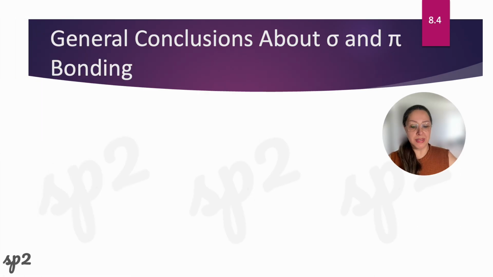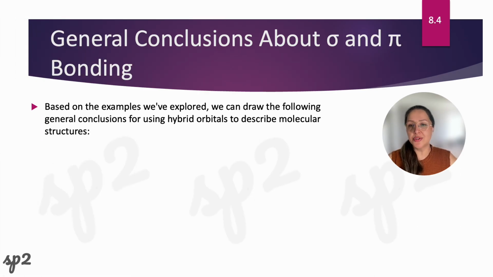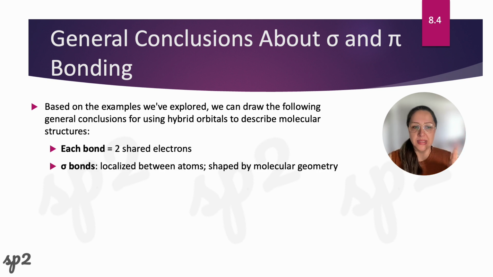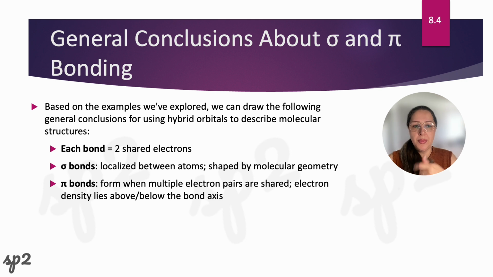So based on the examples that we have explored together, we can draw the following general conclusions for using hybrid orbitals to describe molecular structures. Each bond is equivalent to two shared electrons. Sigma bonds are always localized between the two atoms, shaped by the molecular geometry, and pi bonds are formed when we have multiple electron pairs being shared. The electron density always lies above and below the bond axis. Okay, cool.